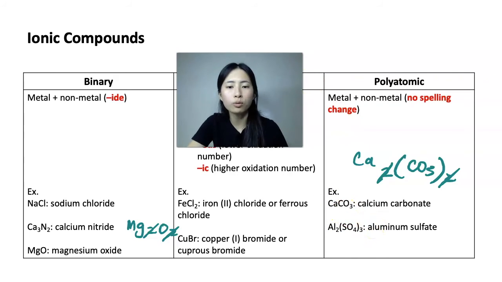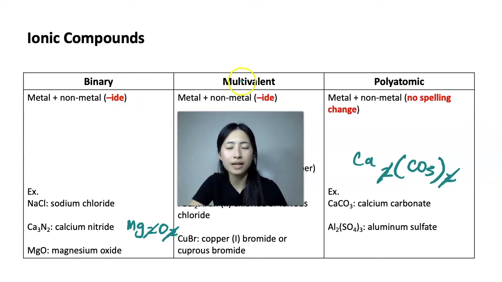So regardless of whether we're looking at binary, multivalent, or polyatomic, it's important to keep in mind that for ionic compounds, you need to cross over or switch your oxidation numbers no matter what.